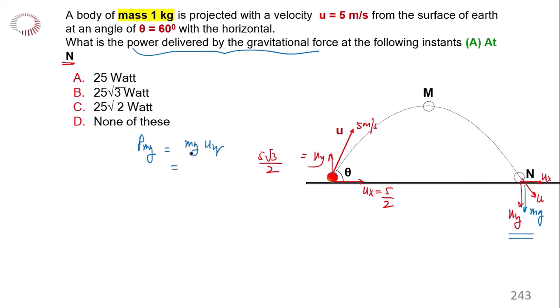So mg is 10, mass is 1 kg, into uy is 5 root 3 by 2. So 25 root 3 is the answer. Understood? Because when the part is hitting the ground, mg becomes parallel to uy and mg becomes perpendicular to ux. So since force is perpendicular to velocity, ux has no power component. Okay.